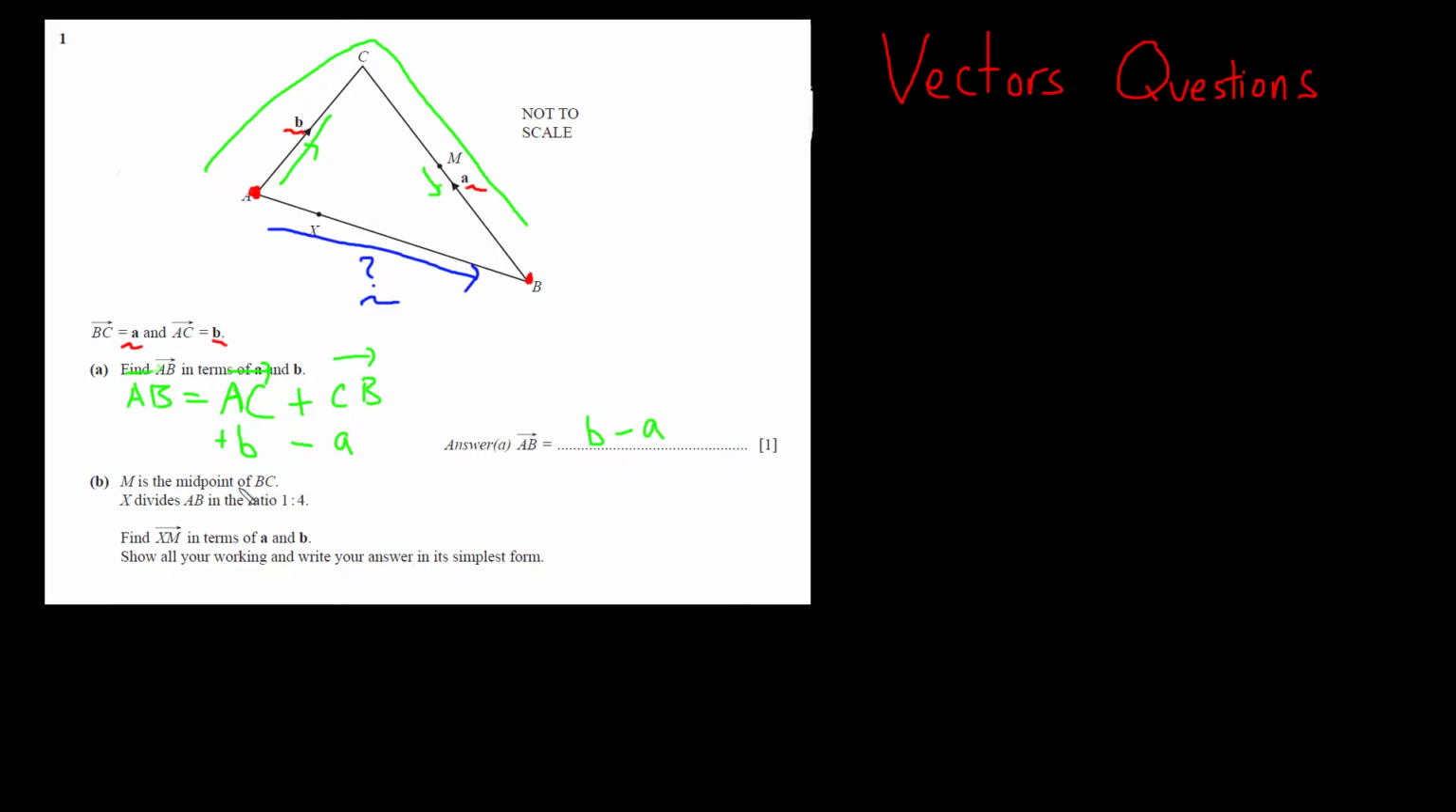Now, the second part in this question, it is usually involving some form of ratio or fraction between the pathing of wherever your points are. So let's look at this question. M is the midpoint of BC, making it a ratio of 1 to 1 over here. X divides AB to a ratio of 1 to 4. So there is one part of AX and 4 parts of XB. Alright, find XM in terms of a and b. Show all your working and write your answer in the simplest form.